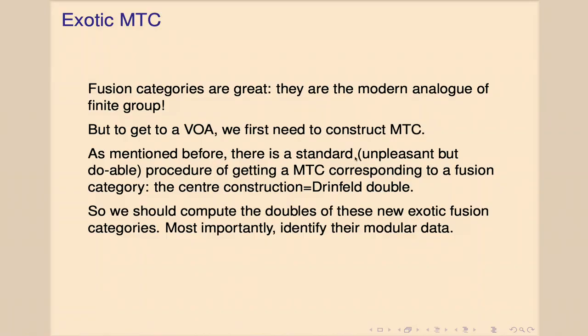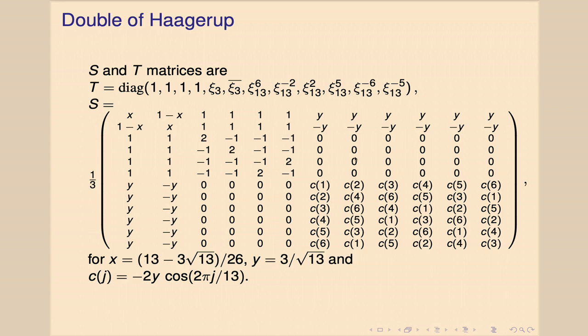Okay, and so we want to compute the doubles of these fusion categories, and more importantly, the thing we're mostly interested in is the combinatorial shadow of this. So we want to know the modular data. That's like the character table of the finite group. And so this has been done. Here is what it looks like for the double of the Haagerup. This looks pretty scary if you see it at once, but that's just because it's a 12 by 12 matrix, and any 12 by 12 matrix, even the identity, looks pretty scary if you show it to your young son or something. It's not that complicated at all.